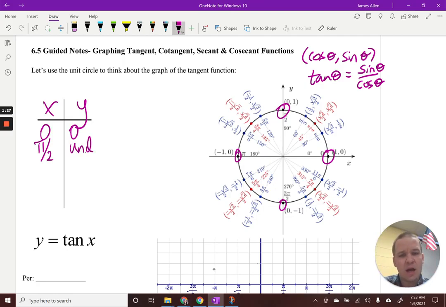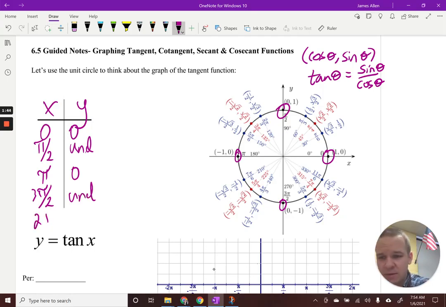And then at pi, I've got 0 over negative 1. Again, that's going to be 0. And then at 3 pi over 2, I'm going to have negative 1 over 0. Again, I can't divide by 0, so it's undefined. And then back at 2 pi, I'm just going to be at 0 again, because that's the same as 0. So I've got this pattern going on of 0, undefined, 0, undefined, 0.